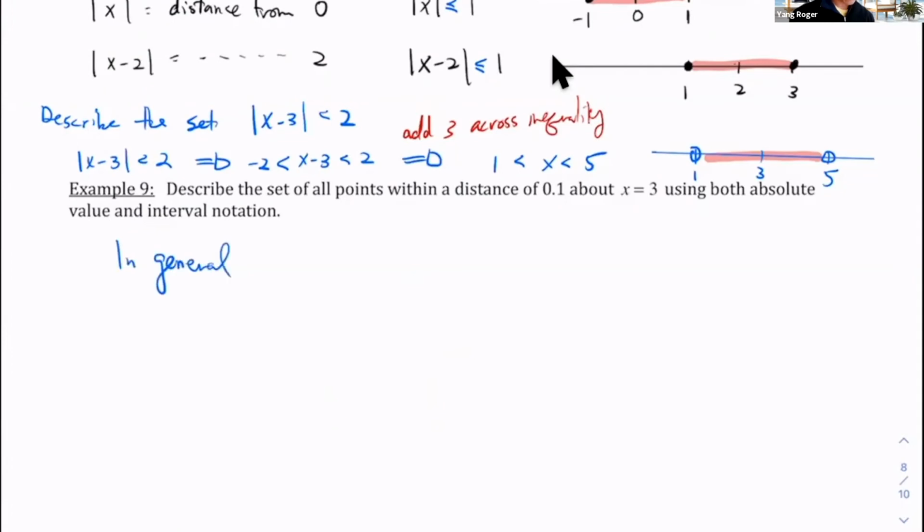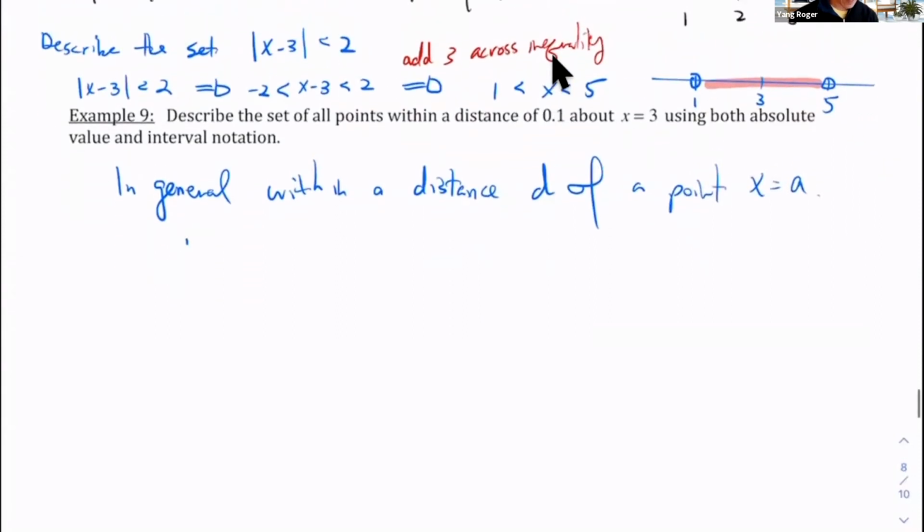If I want to describe the set of all points within a distance d of x equal to a, so I'll write this, within a distance d of point a, this is how it would look. You're going to take the absolute value of x minus a. This centers the interval at a, and that's going to be less than d, whatever that is. Okay, so that's how you do it in general.